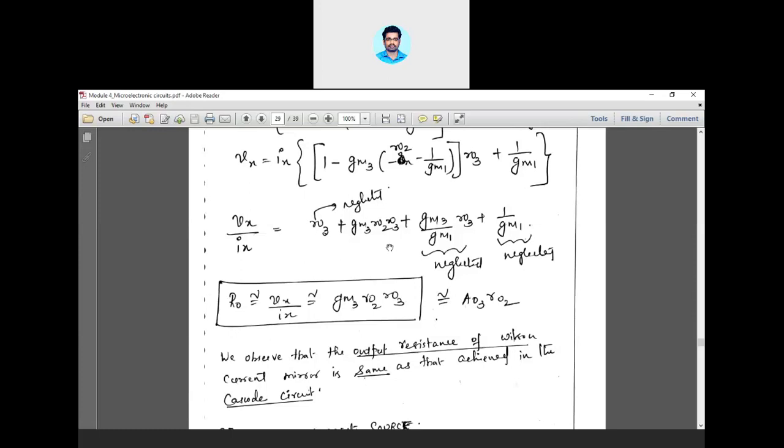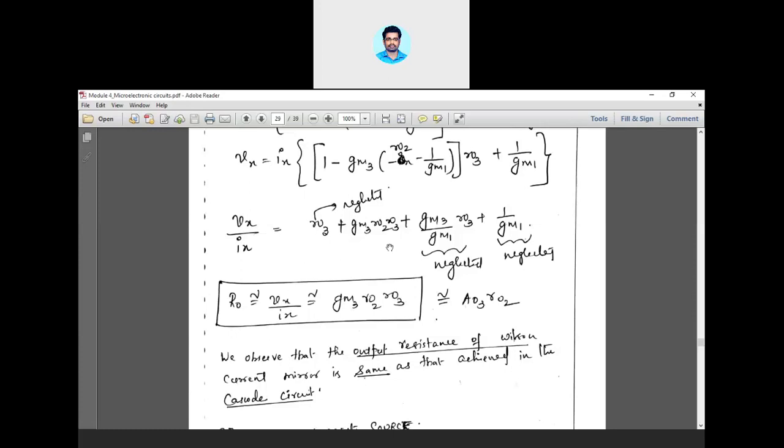If there is no matching between the output resistance of an amplifier and a current source, what happens? Impedance matching will not occur and there will be some losses. So the required amount of biasing will not happen. Q point will not be fixed, and that will affect the gain of the amplifier. So we have to bias the amplifier properly. For that the exact current should be there. For that the output resistance should be matched. The output resistance of the amplifier should match with the output resistance of the current mirror that you have designed.